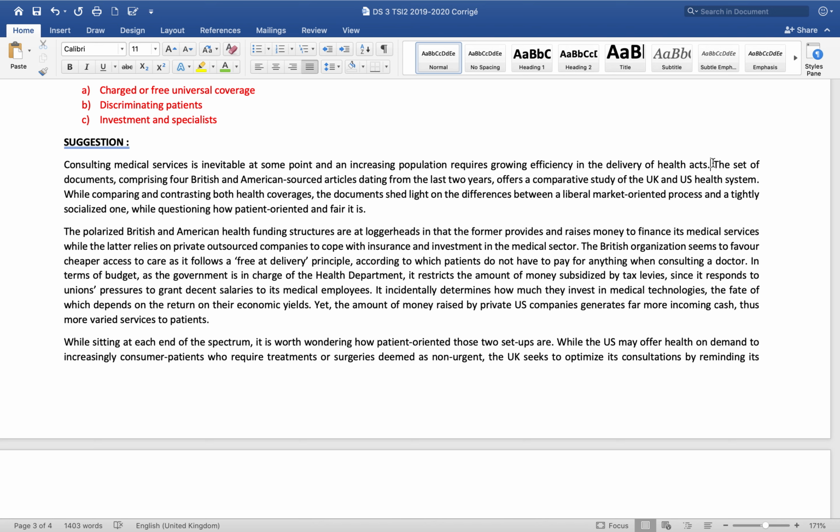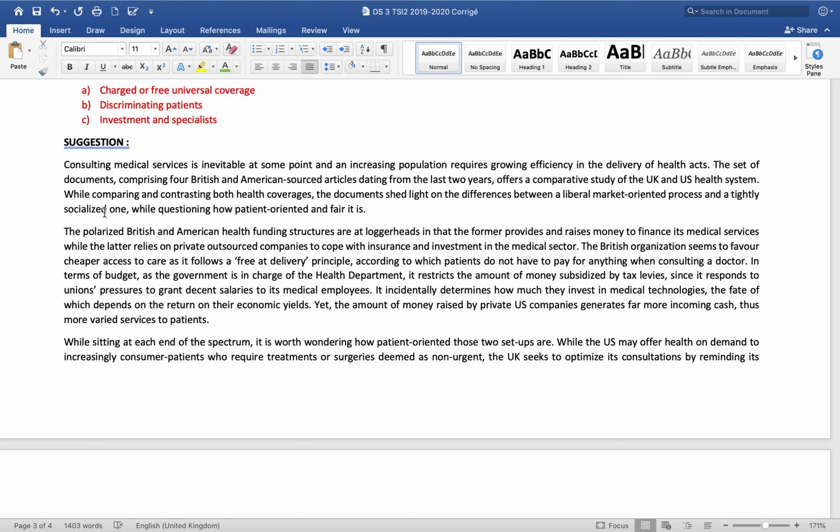Now, as per usual, I present the sources, the set of documents comprising 4 British and American sourced articles dating from the last 2 years. See what I'm doing here is I'm not spending too much time presenting the documents. I'm just saying they come from British and American newspapers and they are very recent because they date back from the last 2 years. Now, the key question offers a comparative study of the UK and US health systems. It was not a very difficult one, to be honest. It's not a difficult key question you had to find.